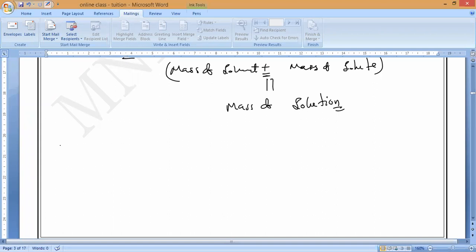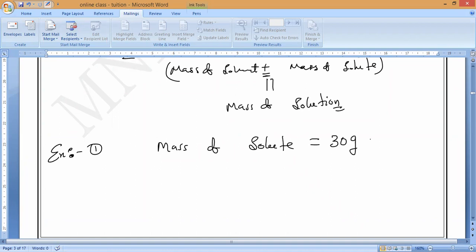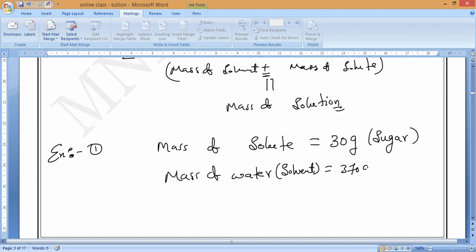Example 1. So, what have I been given? The mass of solute, how much? Mass of solute is equal to 30 grams. Is it yes or no? What is that? Sugar. Next, mass of solvent, mass of water. Water means what here, solvent or solution? Solvent. Mass of solvent is equal to 370 grams.